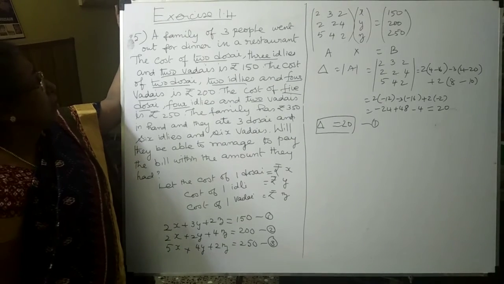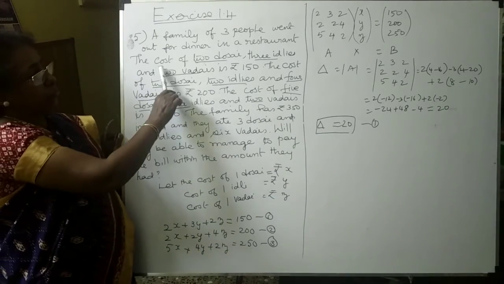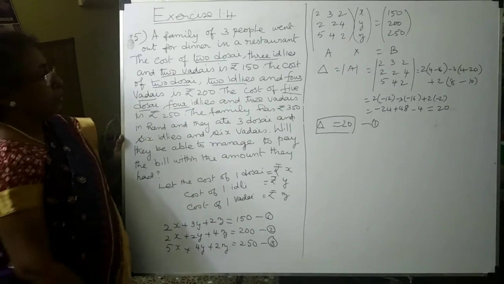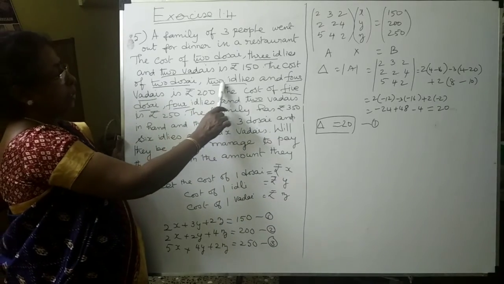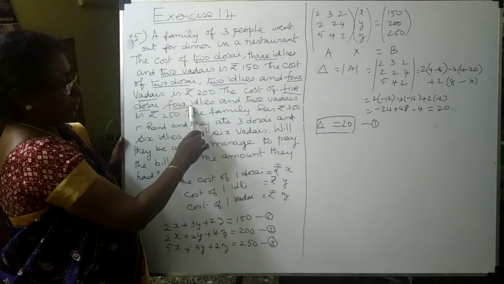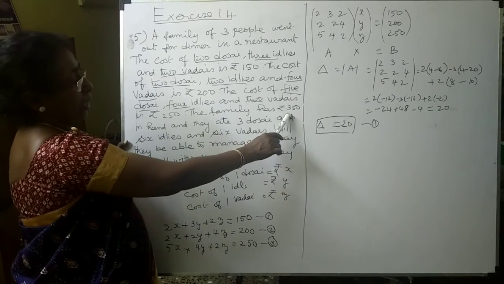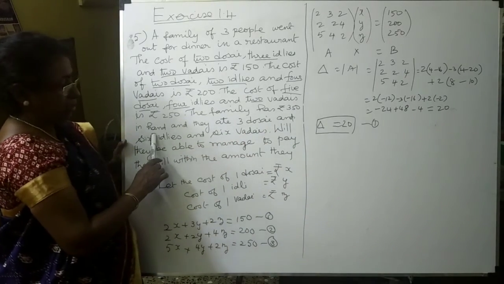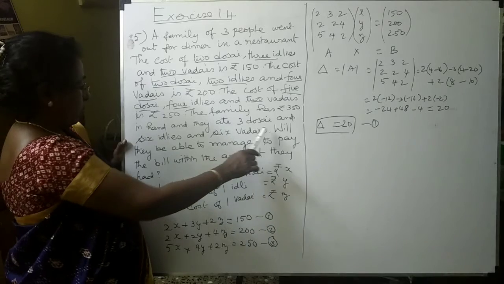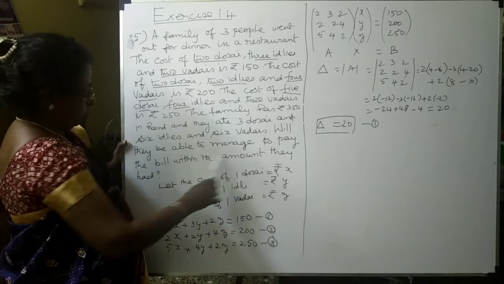The next question is, a family of 3 people went out for a dinner in a restaurant. The cost of 2 dosai, 3 idlis and 2 vadais is rupees 150. The cost of 2 dosai, 2 idlis and 4 vadais is rupees 200. The cost of 5 dosai, 4 idlis and 2 vadais is 250. The family has rupees 350 in hand, and they ate 3 dosai and 6 idlis and 6 vadais. Will they be able to manage to pay the bill within the amount they had?